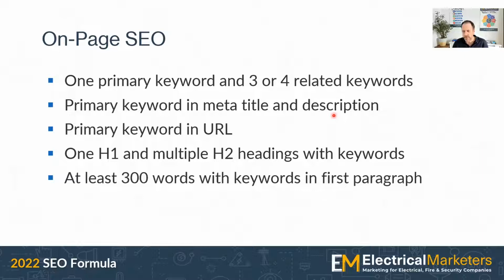The next thing is we want to have at least 300 words, and that's the bare minimum on the page itself. And we also want the keywords in the very first paragraph. So Google's looking at the text on the site, and it knows whatever's mentioned at the top, at the beginning, is more important than what's mentioned at the very bottom. So you need to make sure the keywords are at the beginning. 300 words is the bare minimum for me.